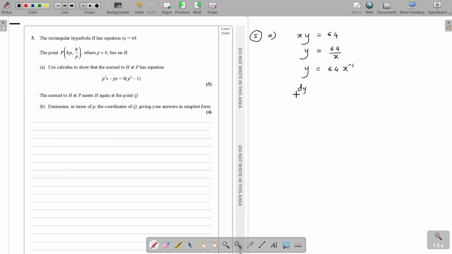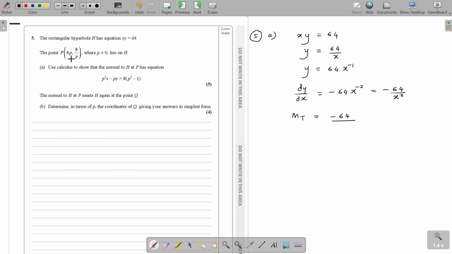What happens when you differentiate? Minus 64x to the power minus 2. Minus 1 comes from subtracting 1 from the power. So dy by dx is the gradient of the tangent. Okay, so we get the gradient of the tangent by substituting the x value. What's our x value? So this is 64 over x square, right? Shall I write this as minus 64 over x square? It's easier for us to substitute. So the gradient of the tangent is minus 64 over x square.